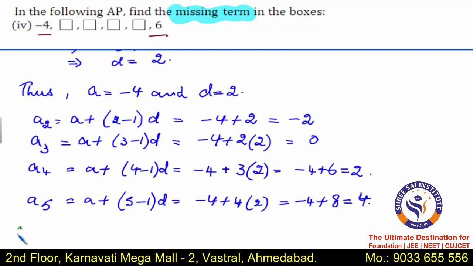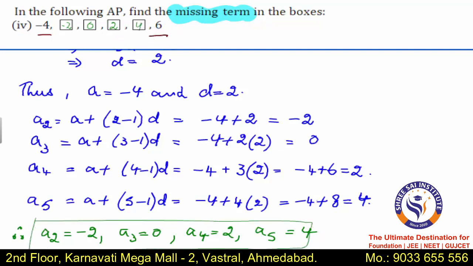Therefore, second term is minus 2. Third term is 0. Fourth term is 2. And the fifth term of the given AP is 4. This implies the second term is minus 2. Third term is 0. Fourth term is 2. And the fifth term is 4. So, the solution.